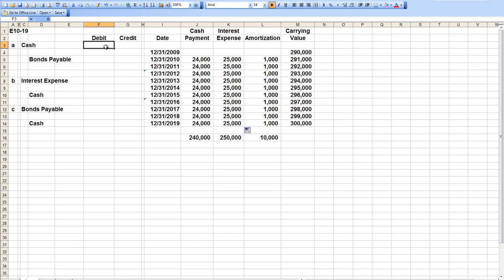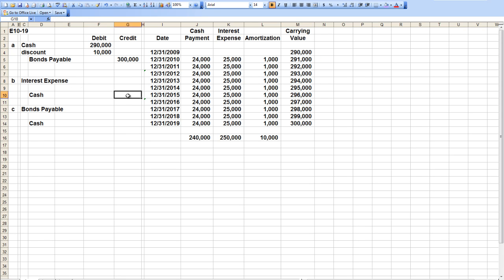My journal entries: on the date that the bonds are issued, I'm going to make a debit to cash because that's the amount I received. My bonds payable account is always credited for the face amount. Obviously these aren't equal, so I need a debit, and that debit is going to be to my discount account, and that's going to be for $10,000. This is what's referred to as a contra liability. If I take $300,000 minus this contra liability of $10,000, that gives me my initial carrying value of $290,000.